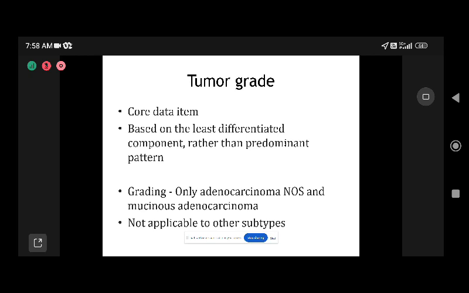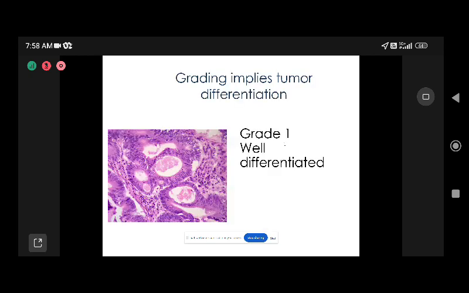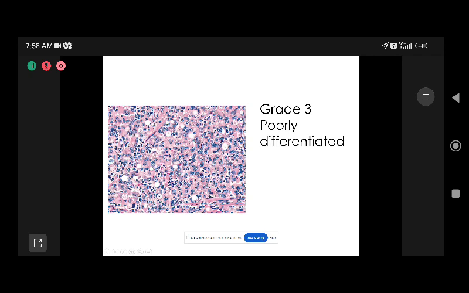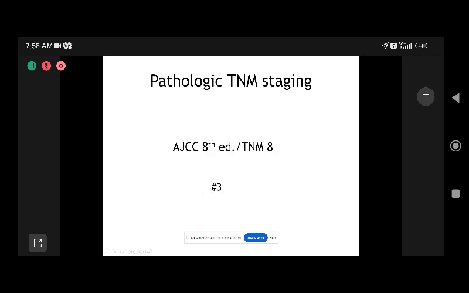We grade the tumor based on the least differentiated component, and it can be graded into well differentiated, where you see a lot of glands, and as the tumor differentiation worsens, the gland formation decreases and tumor cells become more and more pleomorphic. So that's another important thing, that the most crucial thing that we do is provide the pathologic TNM staging. The staging is done according to AJCC 8th edition.